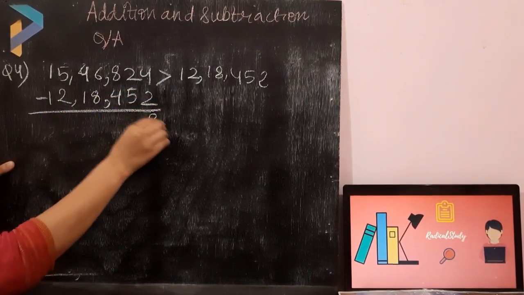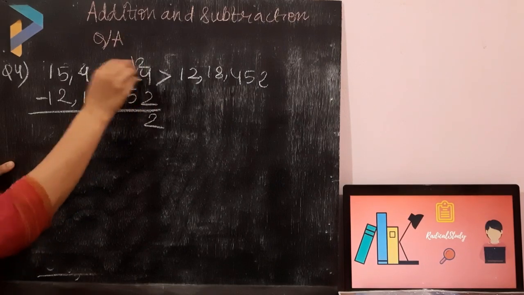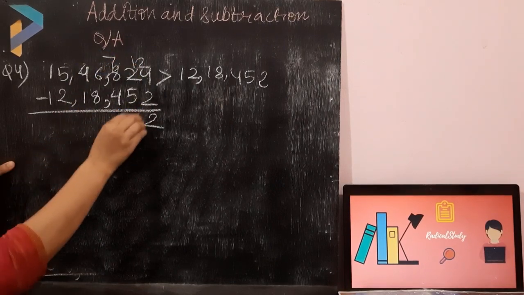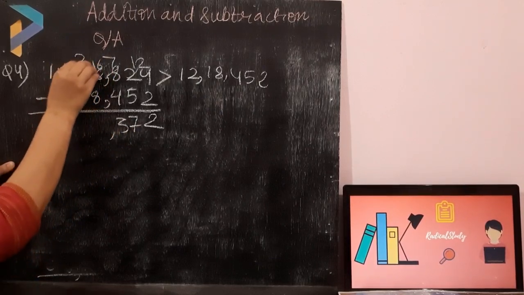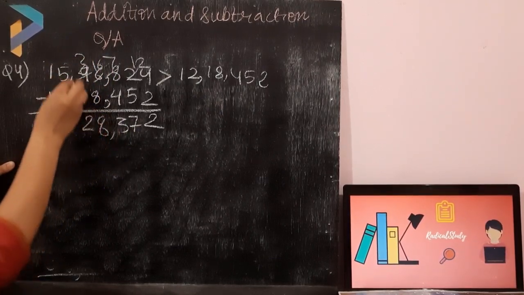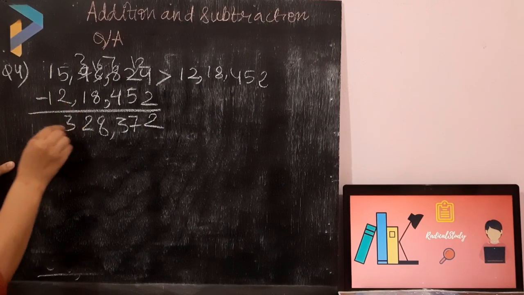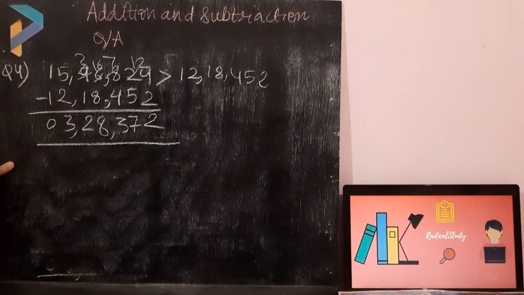4 minus 2 is 2. 2 minus 5 not possible, so carry will be taken. It will be 7. 7 minus 4 is 3. 6 minus 8 is not possible. Carry. Now 5 minus 2 is 3. So the answer is 3,28,372.